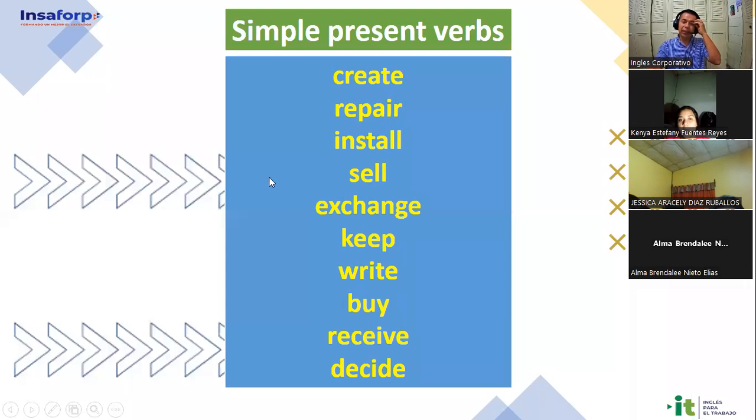So here we have some examples of verbs that we use to describe routines. All verbs that indicate what you do in your office, right? These are some of the verbs for things you do in your office, in your company, right? Create, repair, install, sell, exchange, keep, write, buy, receive, and design. Good. Repeat after me, please. Create.